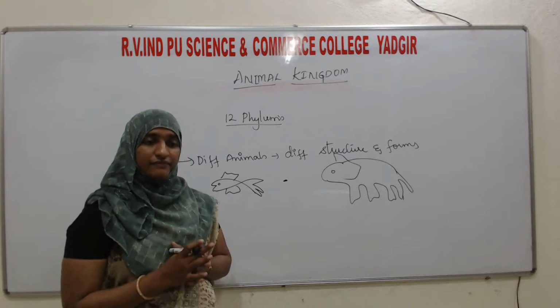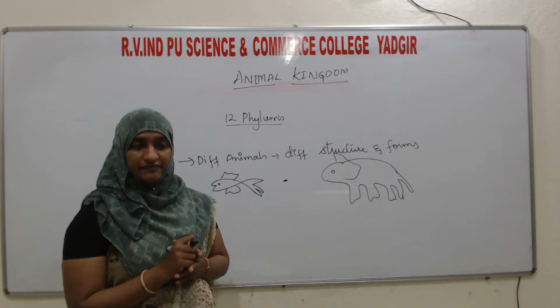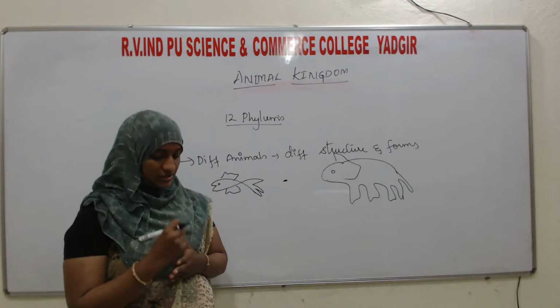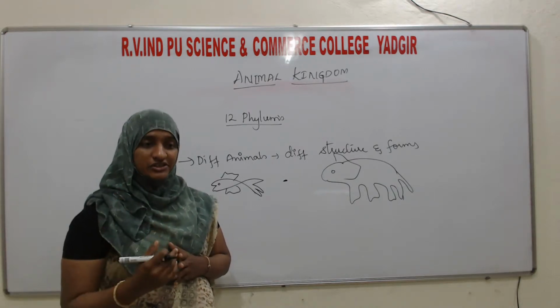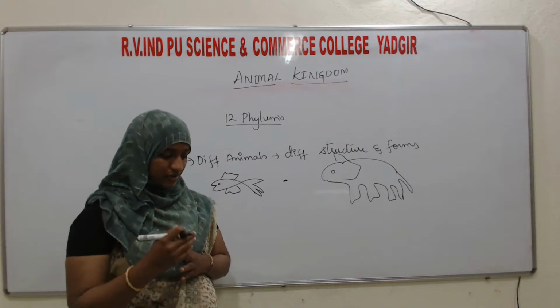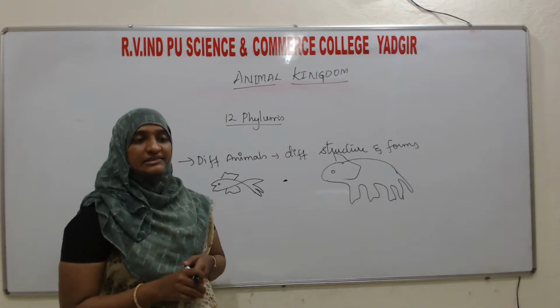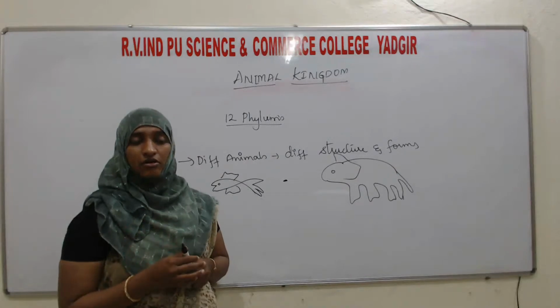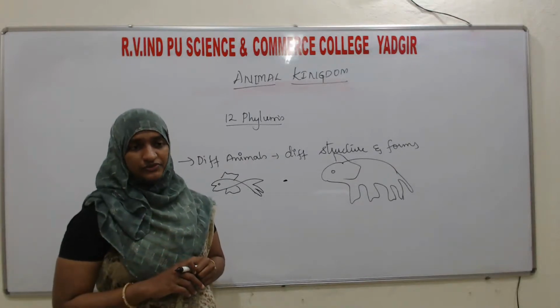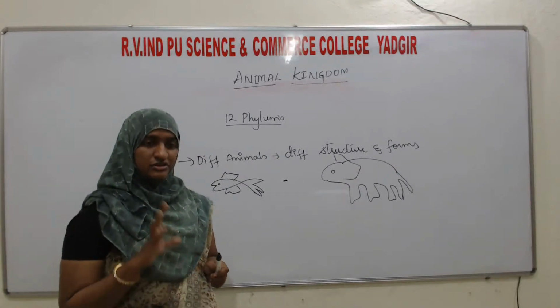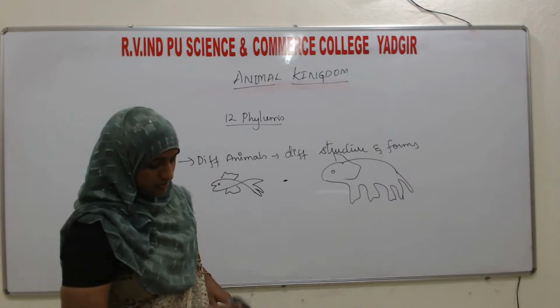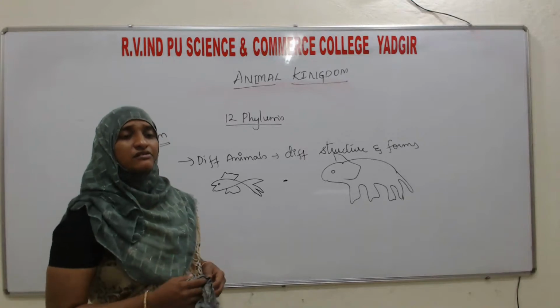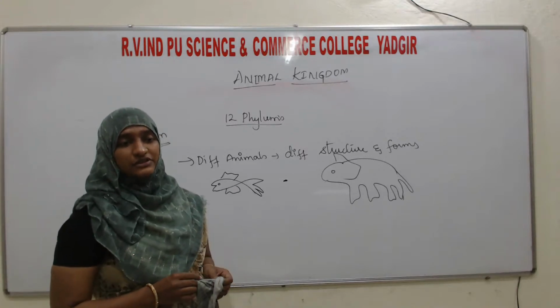So this classification is very helpful for identifying them. It provides a systematic position or pattern for newly described species and already existing species. So this classification is very necessary for identifying each and every animal species. So what is the basis of this classification? That we will see here.